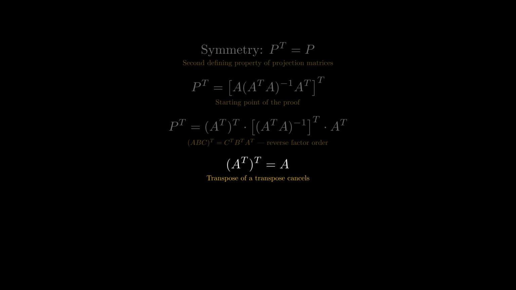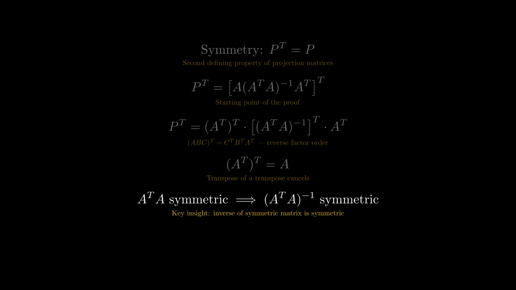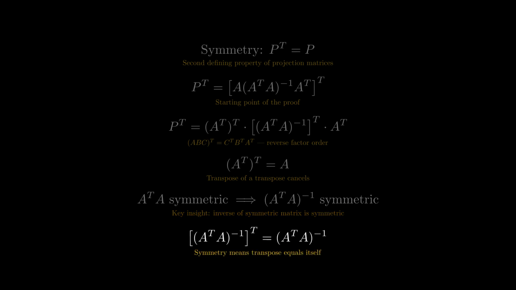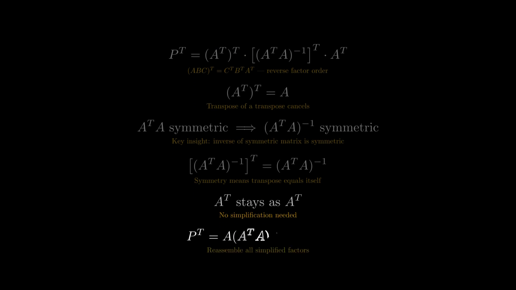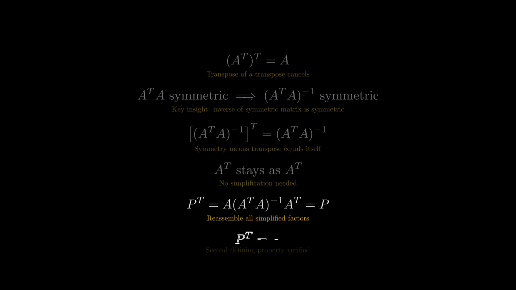(A transpose) transposed simplifies back to A. For the middle factor, ((A transpose A) inverse) transposed, we know that A transpose A is a symmetric matrix, and the inverse of a symmetric matrix is also symmetric, so this factor stays as (A transpose A) inverse unchanged. And the last factor, A transposed, simply remains A transpose. Finally, we reassemble A times (A transpose A) inverse times A transpose. That is exactly our original P. Therefore, P transpose equals P, confirming that the projection matrix is symmetric.